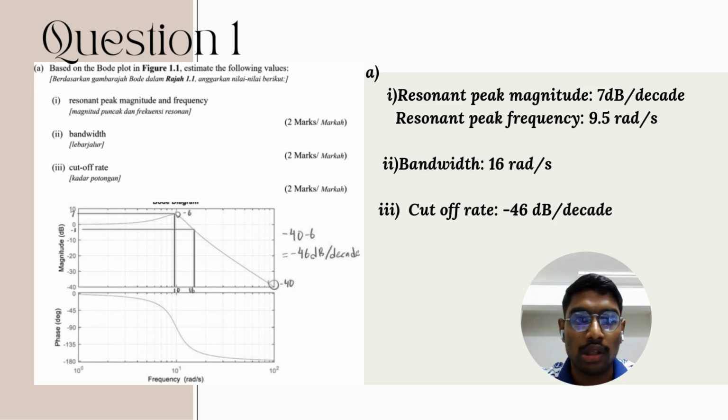So question 1 asks about the resonant peak and the maintained frequency. The resonant peak is 7 dB per decade. The resonant peak frequency is 9.5 radians per second. These can be obtained from the graph where we see the peak.